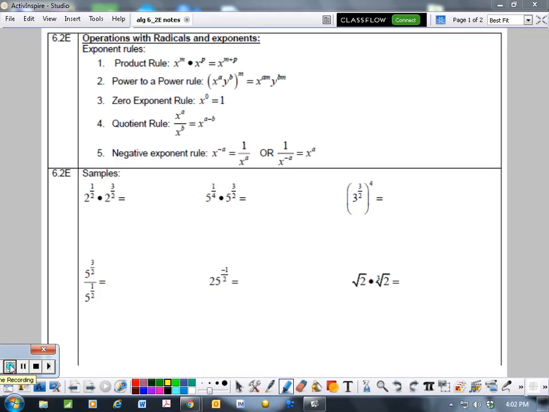Okay, so now we're back for our very last thing we're going to cover for Algebra 1 this school year, and that is operations with radicals and exponents. And now we're going to start using those exponent rules.